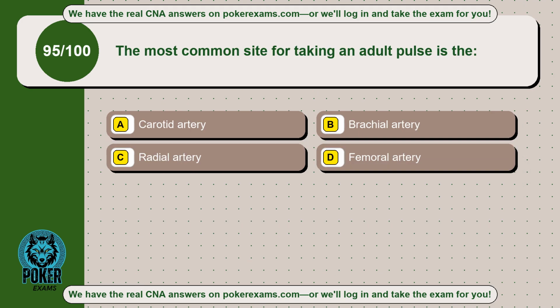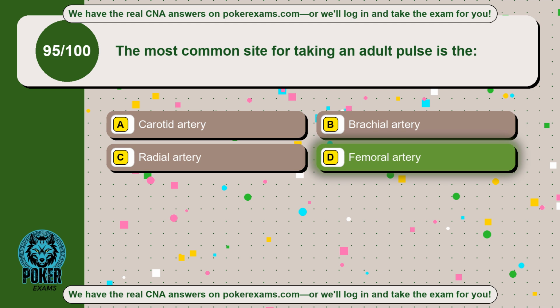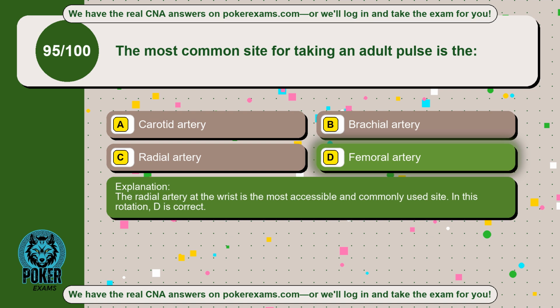Question 95. The most common site for taking an adult pulse is the: Option A. Carotid artery. Option B. Brachial artery. Option C. Radial artery. Option D. Femoral artery. The correct answer is option D. Femoral artery. The radial artery at the wrist is the most accessible and commonly used site. In this rotation, D is correct.